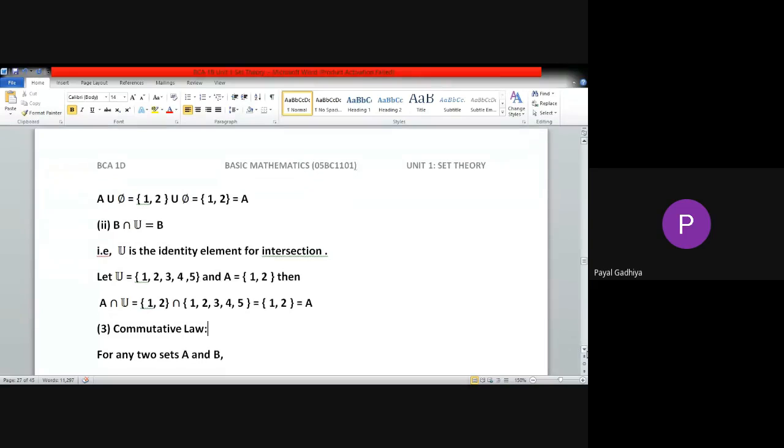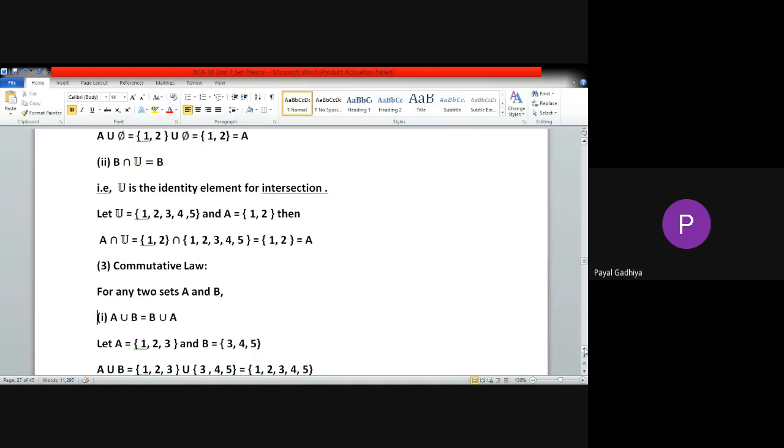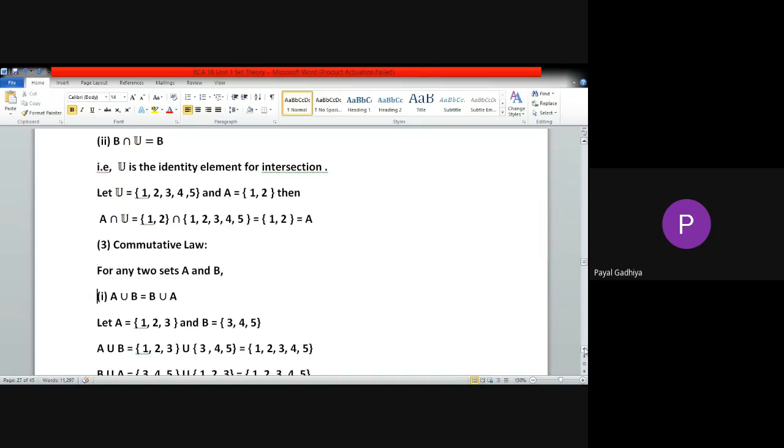and intersection also. So, commutative law means for any two sets A and B, A union B and B union A are equal. These two sets are equal. Like we have seen 3 plus 5, 5 plus 3. I've changed the places, but the answer will be the same. And the same way in union and intersection, we have the property.